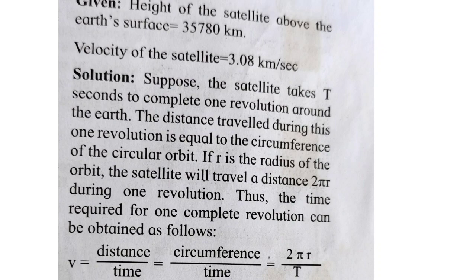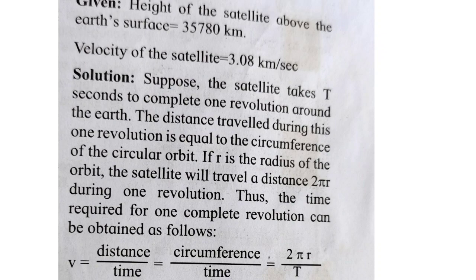Answer. Given: height of the satellite above the earth's surface is equal to 35,780 kilometer. Velocity of the satellite is equal to 3.08 kilometer per second. Solution. Suppose the satellite takes t seconds to complete one revolution around the earth. The distance traveled during this one revolution is equal to the circumference of the circular orbit. If r is the radius of the orbit, the satellite will travel a distance 2 pi r during one revolution. Thus, the time required for one complete revolution can be obtained as follows.